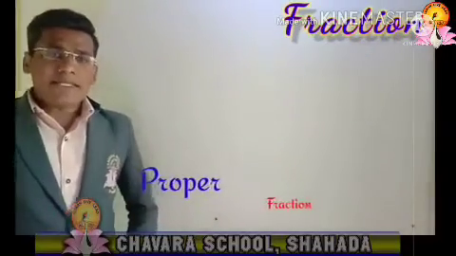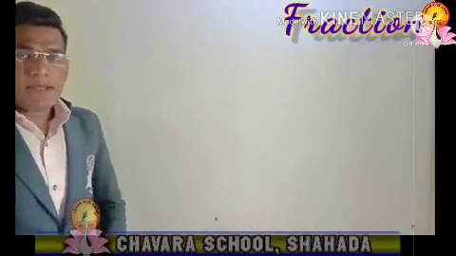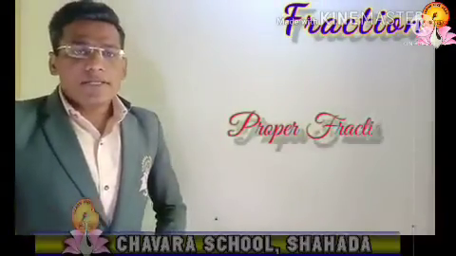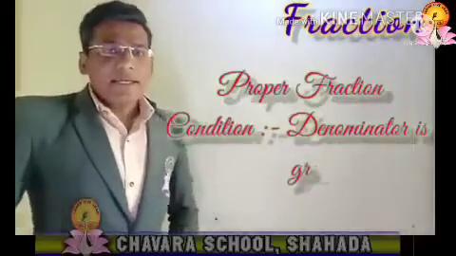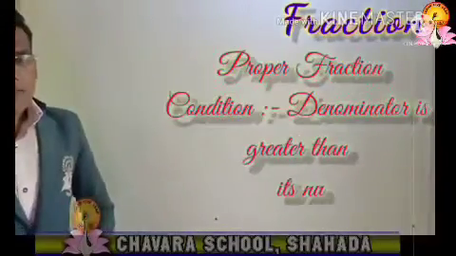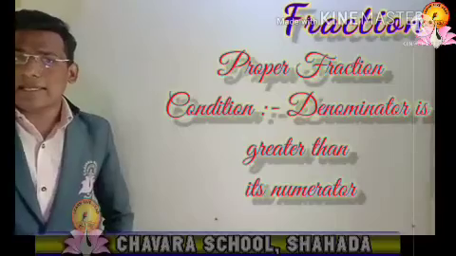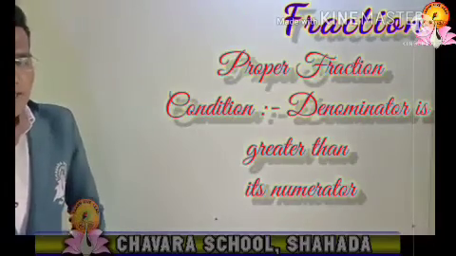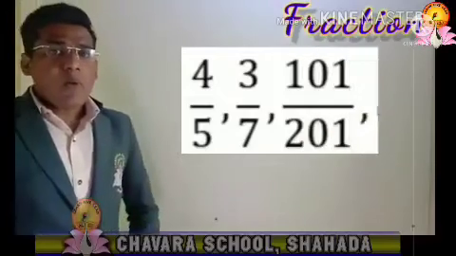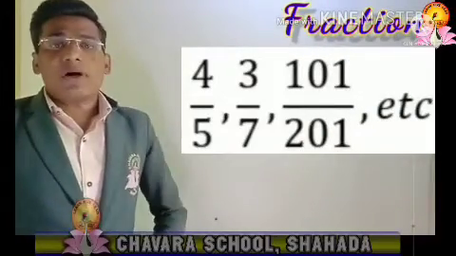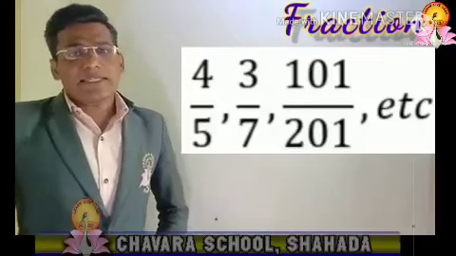Now the third one is proper fraction. The condition is that the denominator is greater than its numerator. It means that if the denominator of a fraction is always greater than the numerator, that is nothing but a proper fraction. For example, 4 by 5, 3 by 7, 101 upon 201, etc.